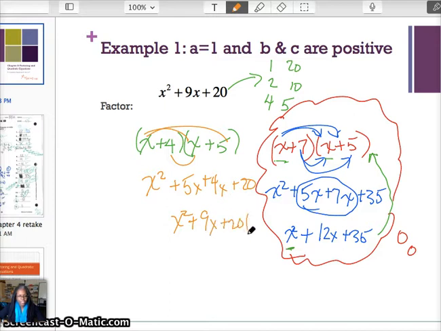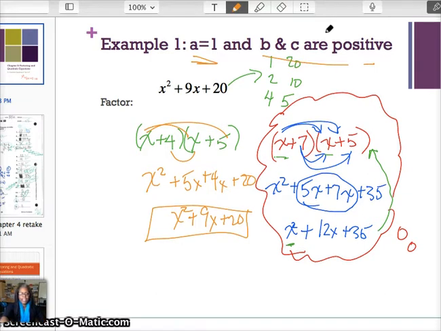All right, so I'm feeling pretty good about this. But this rule, what we did here, only works when a is equal to 1 and b and c are positive. So when I say it only works that easily, I want you to pay attention to the next couple of examples so you can see how we're going to adjust some of our thinking around this factoring.